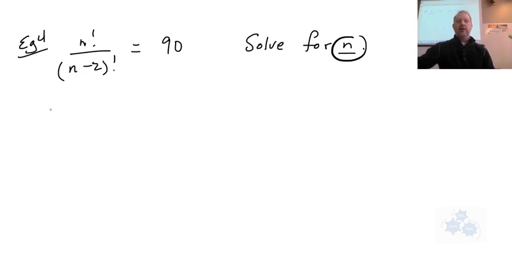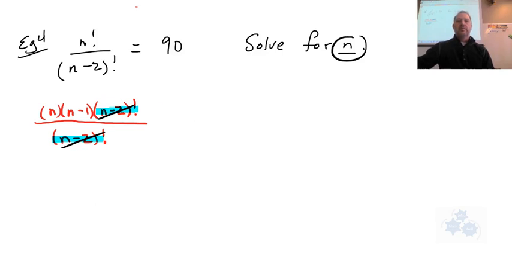So n factorial looks like this: n times n minus 1, and you keep going down, n minus 2, all the way down to 1. I'm just going to put a little factorial after the n minus 2. And why would we do that? Because we see that we have a common factor on the top and the bottom. I stopped at n minus 2 factorial because this is the same as this, and we can just cancel those out. And of course that equals 90. You don't want to forget about that.